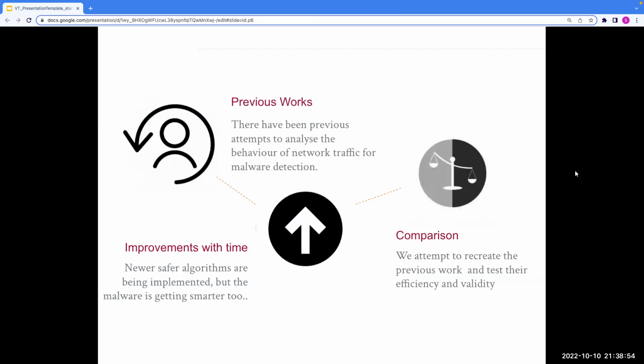There has been a lot of work done to train models to analyze network traffic for the detection of malware. The landscape in the network security field keeps changing, with newer, safer algorithms being implemented, as well as malware adapting to better hide themselves from newer detection techniques. These previous works, while effective at the time of their publishing, might be outdated now. We make an attempt to recreate and compare such malware detection techniques to test their effectiveness and validity in the current day and age. Now, handing over to Samruddhi for their approaches.